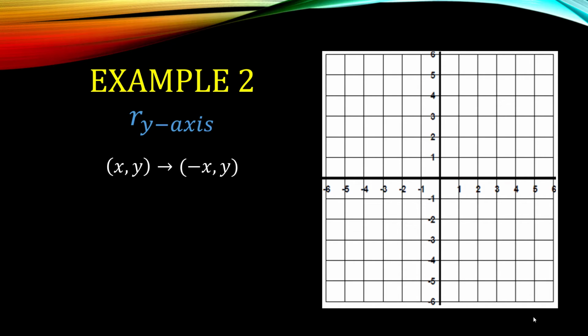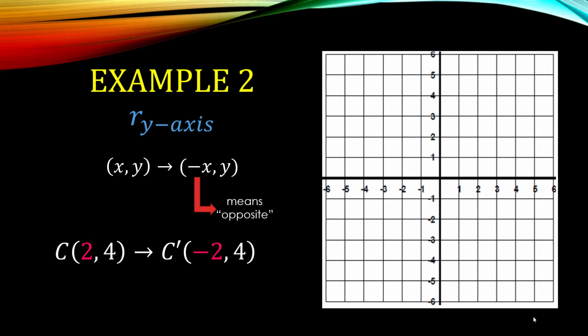Example 2, we are reflecting over the y-axis. In this case, the ordered pairs will just have opposite x's. So example C would be here. And if we were going to reflect across the y-axis, C prime would be here at the point (-2, 4). In this case, the x's are now opposite.